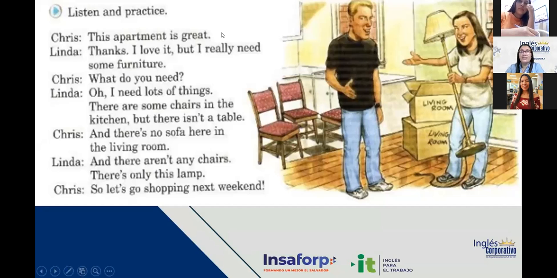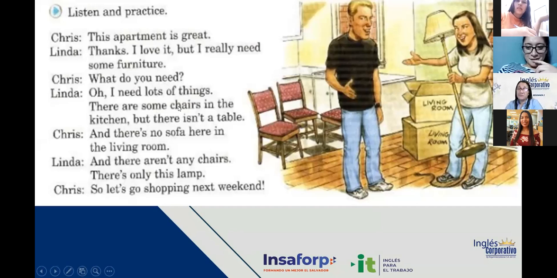This apartment is great. Thanks, I love it, but I really need some furniture. What do you need? Oh, I need lots of things. There are some chairs in the kitchen, but there isn't a table. And there's no sofa here in the living room. And there aren't any chairs. There's only this lamp. So let's go shopping next weekend.